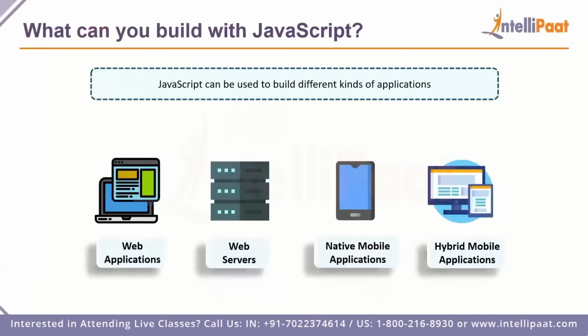So JavaScript can be used for different kinds of applications. These are web applications, web servers, native mobile applications, and hybrid mobile applications. All of these have different ways of being used, and different JavaScript code can be used for them. So let's take a look at them one by one and demystify how these things work. So the first thing is web applications. Using JavaScript to build web applications has been the norm.